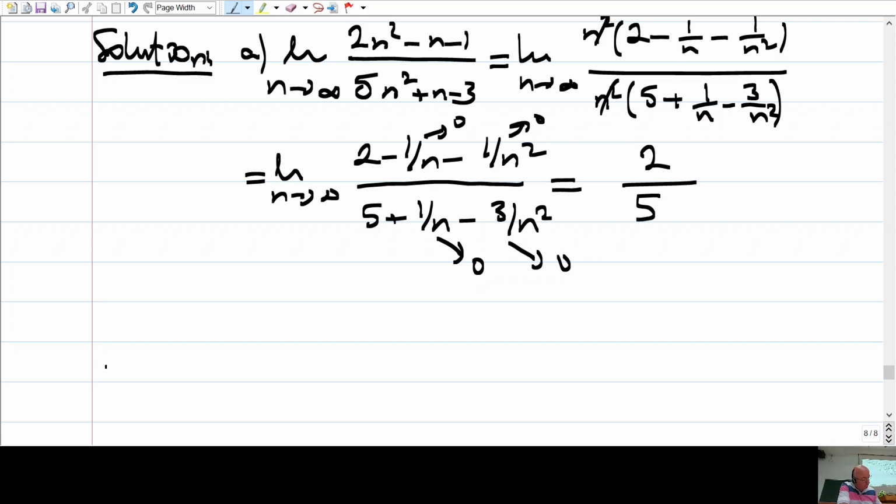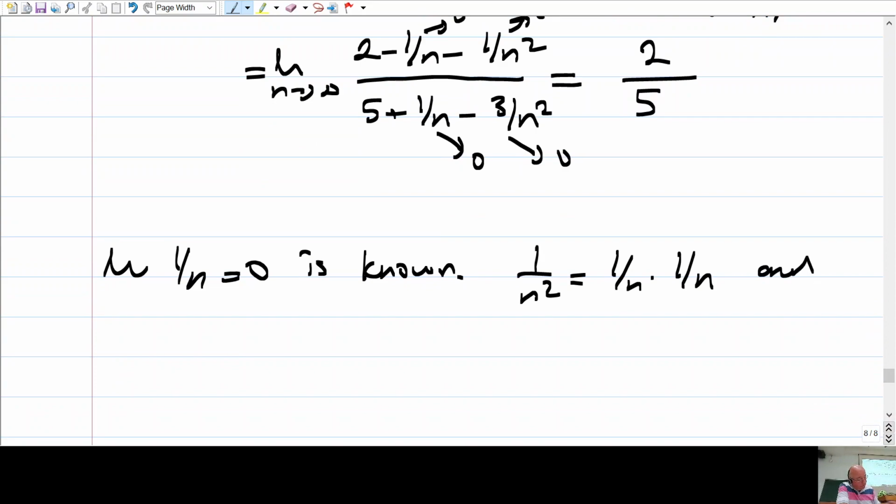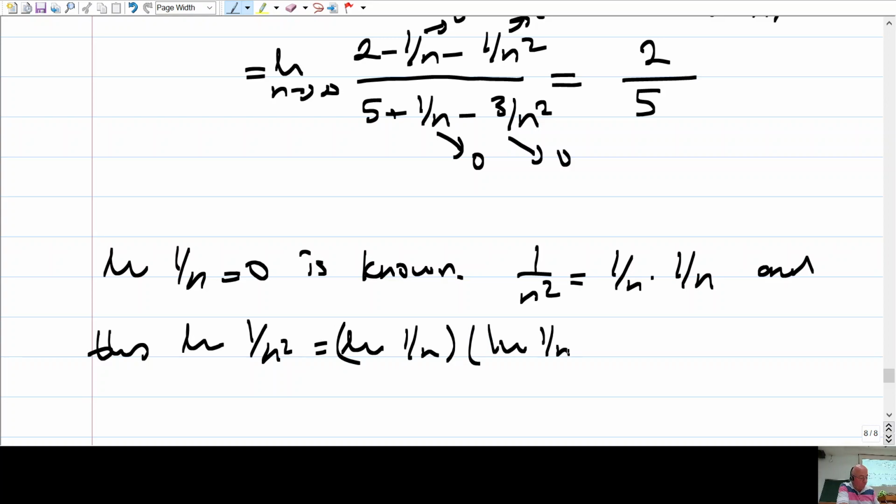Limit of 1 over n is 0, which is known. 1 over n squared is just 1 over n times 1 over n, and thus the limit of 1 over n squared, since both of them have limits, can be written as the limit of 1 over n times the limit of 1 over n, which is just 0 times 0, which is 0.